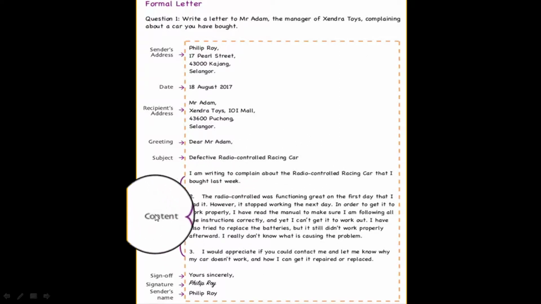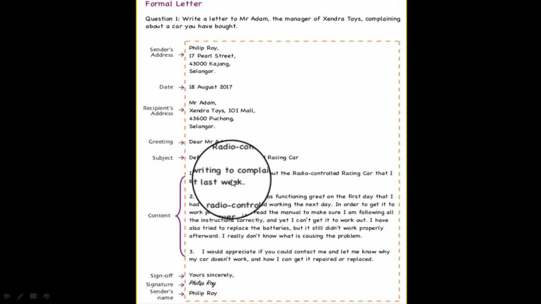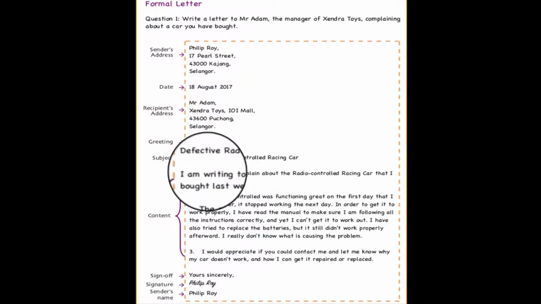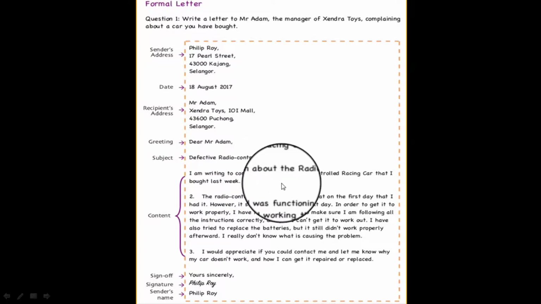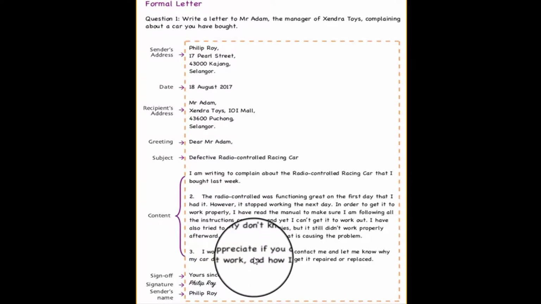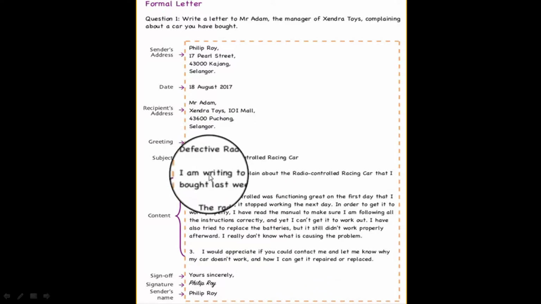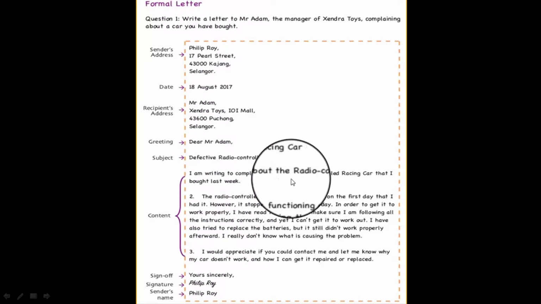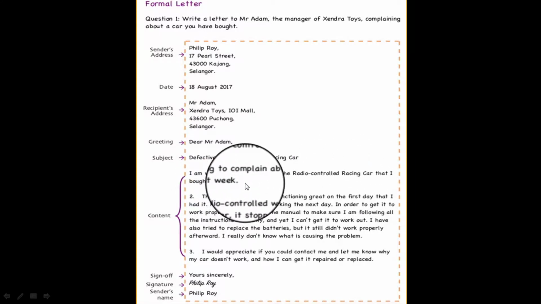Look here how the content has been divided into three paragraphs. The first paragraph is of what? Yes, the first paragraph is the introduction. The second paragraph is the content, the main issue, and the third paragraph is the conclusion. Look here again. I am writing to complain about the radio controlled racing car that I bought last week. So this is the introduction.